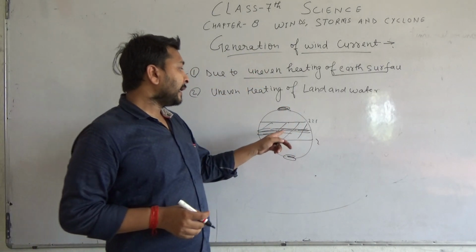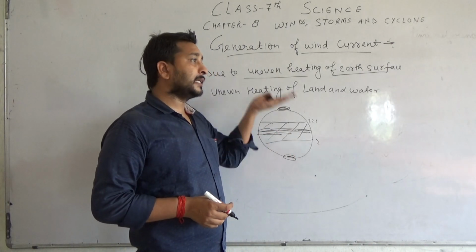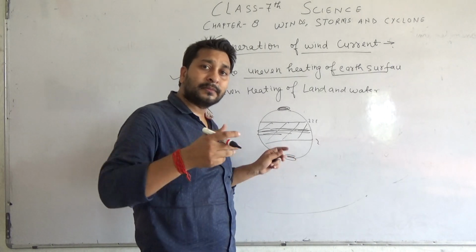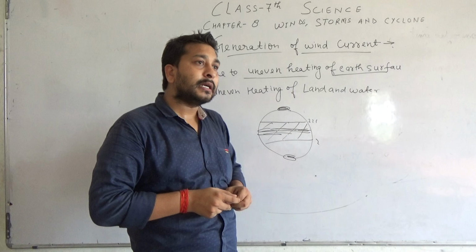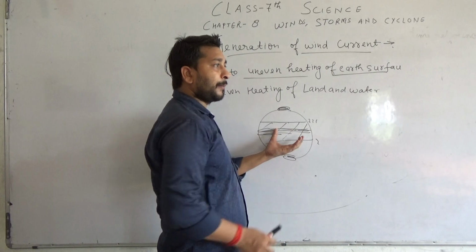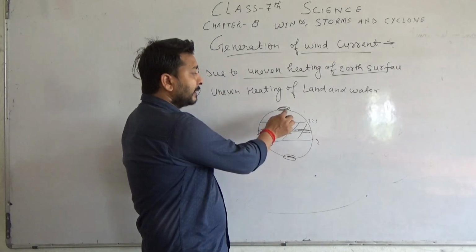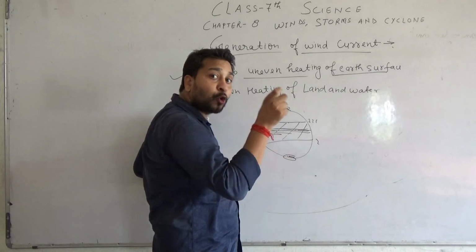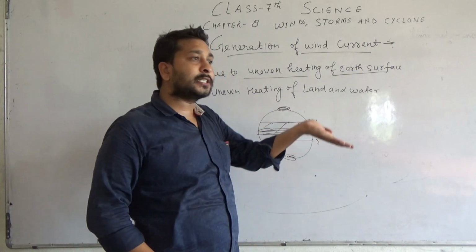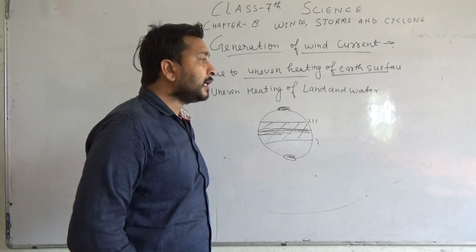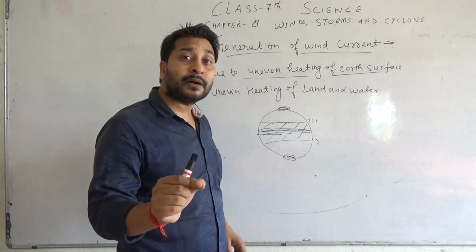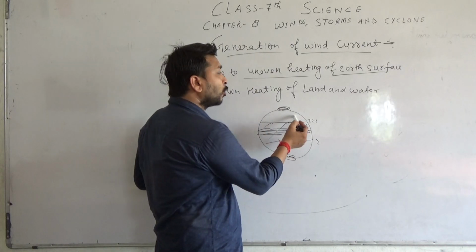Then what happened? Air near the equator rises up. Why? Because the temperature is high. It is hot, and the air becomes light. When the air becomes light, it rises up. When the air rises up, there is a gap, and the air near the poles is colder air. It is dense. When the air is rising up, it creates a region of low pressure here, and here is the cold wind.